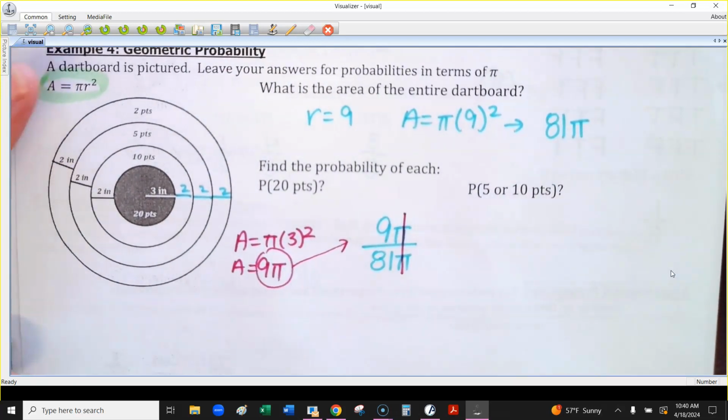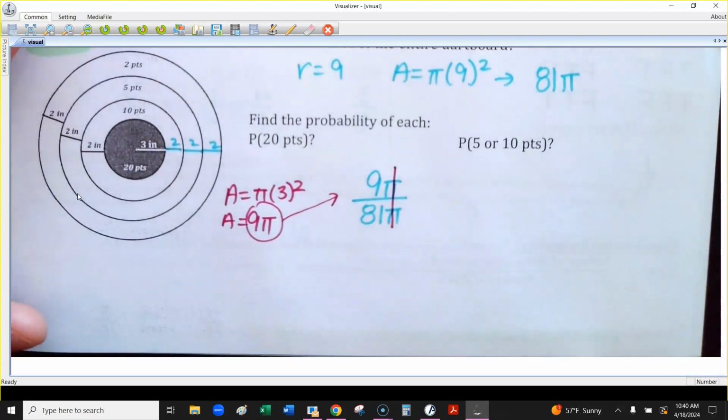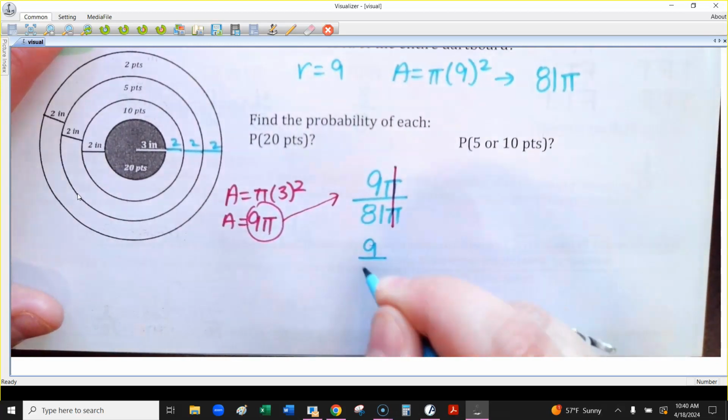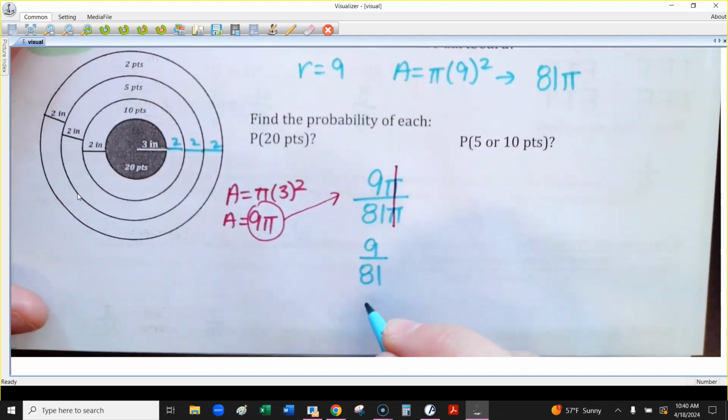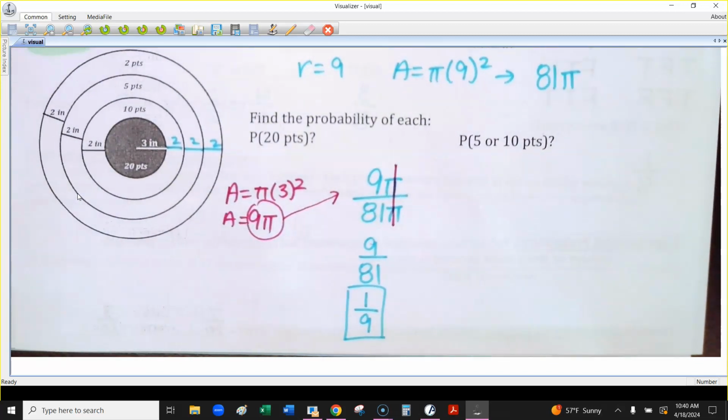Okay, now if you want to write this in one step, you can, but I'm just going to do 2 separate steps. This is 9 over 81 when I cancel the pi's, and you can further reduce that fraction because both of those are divisible by 9. So my probability there would be 1/9. But that's why I'm going to have you leave it in terms of pi.